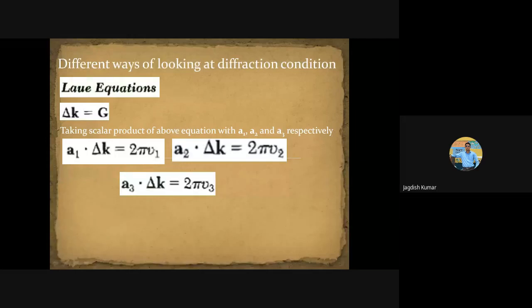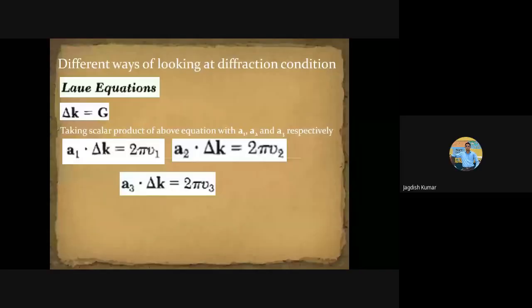Class, we were discussing diffraction condition in reciprocal space. So we have in detail understood how we can interpret diffraction condition in reciprocal space, and how we can also obtain the value of the intensity of the scattered X-rays.